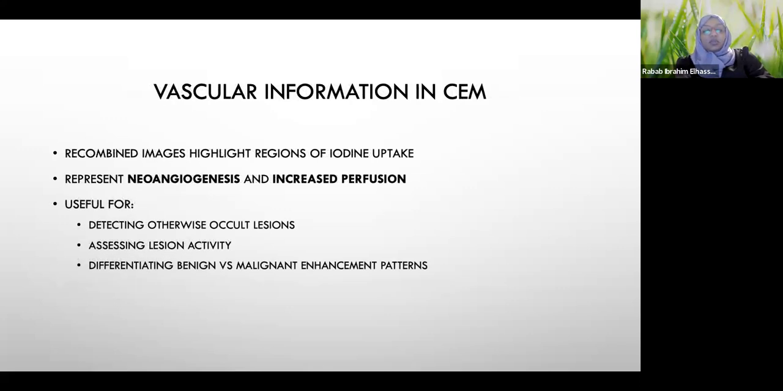The recombined images, of course, will highlight the regions of contrast uptake, which represents neoangiogenesis and increased perfusion through those areas. So it will enable us to detect otherwise occult lesions, assess the lesion activity, and differentiate benign versus malignant enhancement patterns.